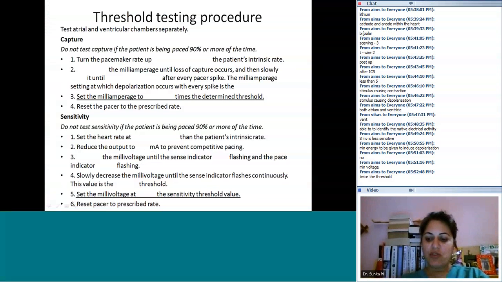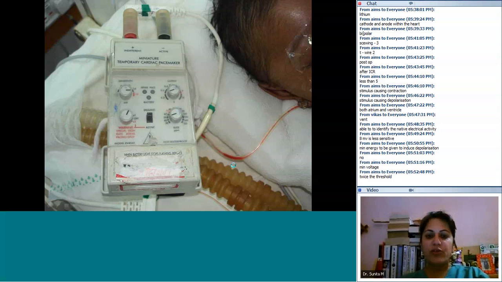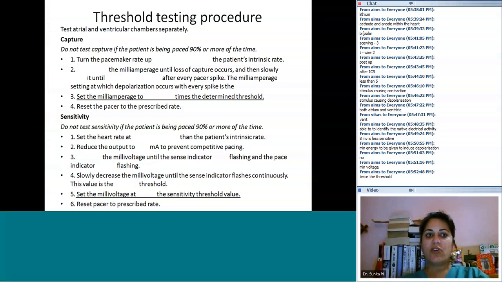Now you've got this in, you want to test your threshold and your capture and your sensitivity, right? So how do you do it? This is going to be in a quiz format. Now, if the patient is being paced more than 90% of the time, it's a little dangerous to be testing capture and doing all this. So you can do this more in a stable patient who is not that pacemaker dependent.